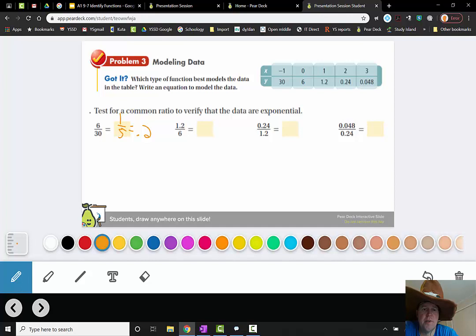Well, 12 divided by 6 would be 2, but I have to move the decimal point over, so it's 0.2 again. I'm starting to see a trend here. 24 over 12, it would be 2, move the decimal over, 0.2, and 0.2. So all these numbers are the same, so it does make it exponential, because we found a common ratio. If I had 0.2, 0.3, 0.4, it wouldn't be any of these things, and that would probably fall into one of your Algebra 2 classes.